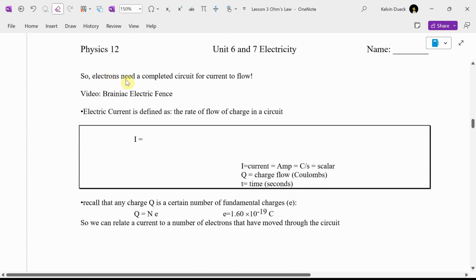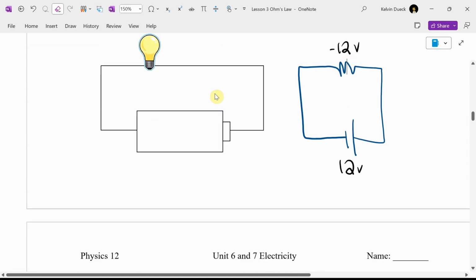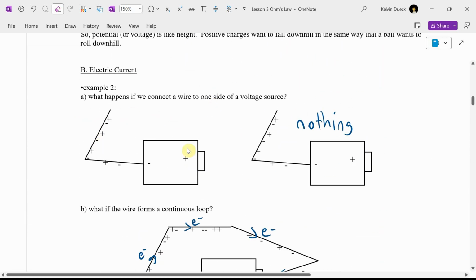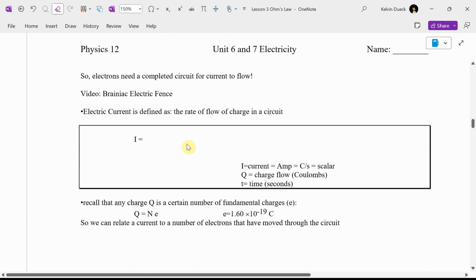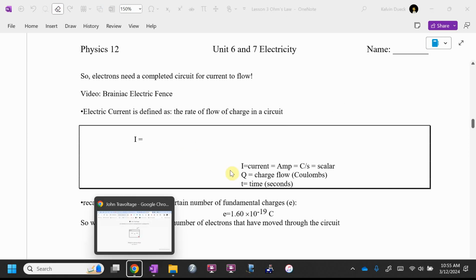So the key idea is that electrons need a completed circuit for current to flow. If you don't have a completed circuit, no current will flow. Put your pencils down, look up.